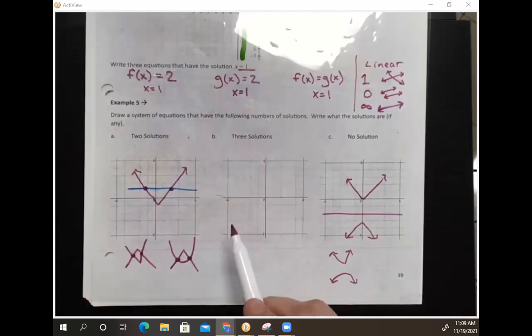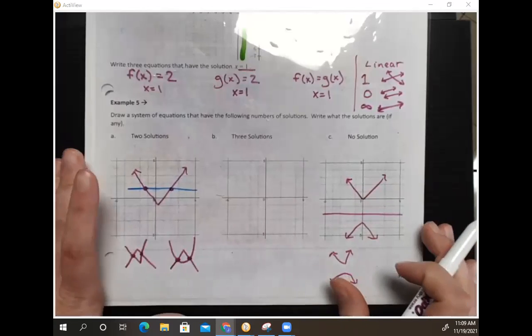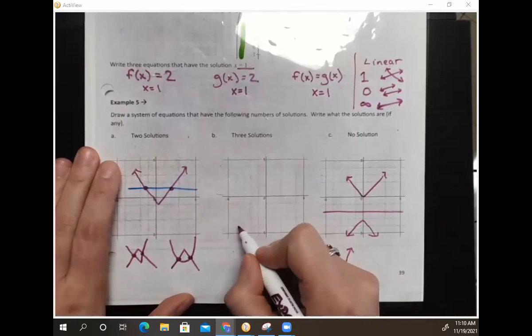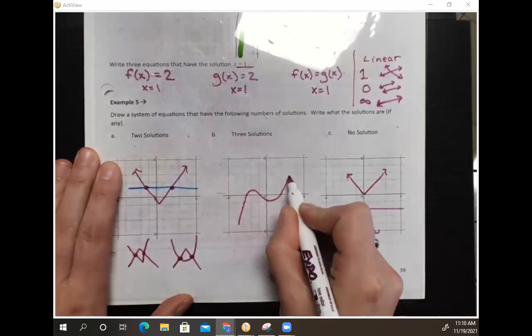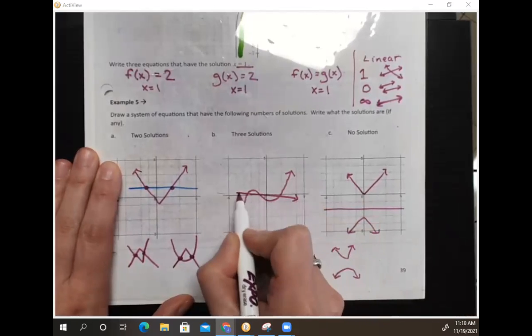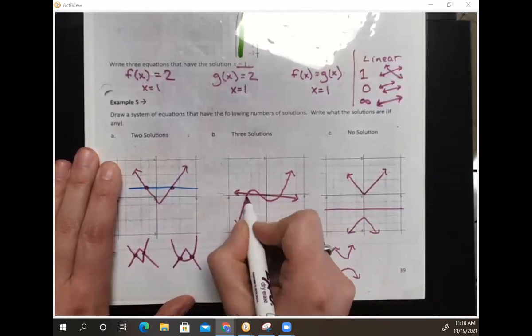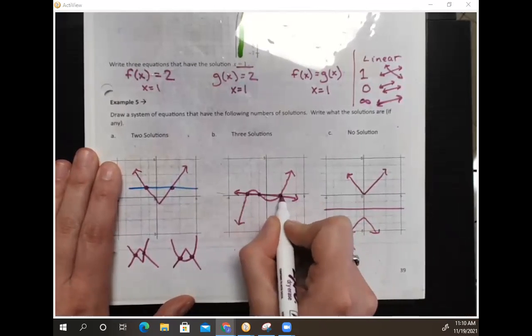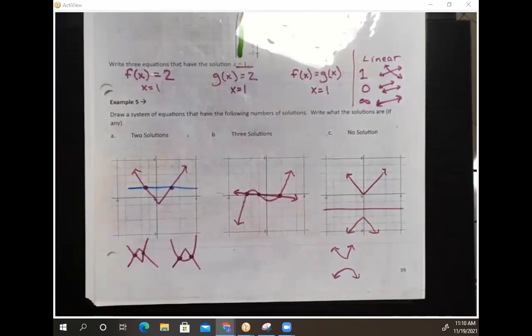Where we seem to have a hard time is with the three solutions. That's okay. You guys haven't seen all the different types of functions and what their graphs look like at this point. So I saw some creative problem solving as I walked around. But one option might be something like this that I cut with a line. This isn't the only option, but that would be one of them. As long as I have 1, 2, 3 points of intersection, we'd be okay there. One of my graphs is probably going to need to be a little curvy to get 3 solutions.